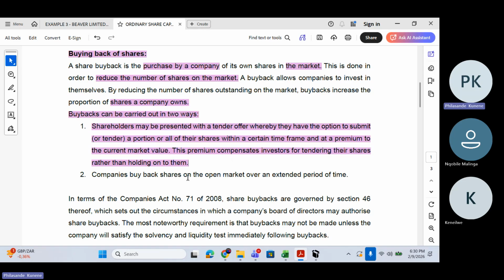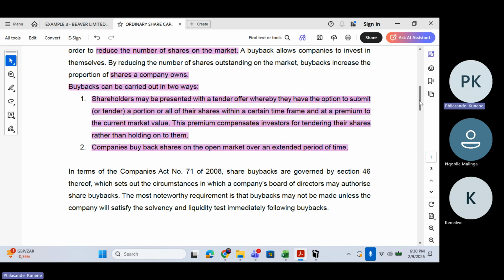Companies buy back shares on the open market over an extended period of time. That's another way of how we buy back the shares. What do we mean by that? Over an extended period of time, we're saying that if we bought our shares in a short period of time, we are going to be considerate to those shareholders, because obviously they will have to make decisions on whether they're releasing those shares or not.